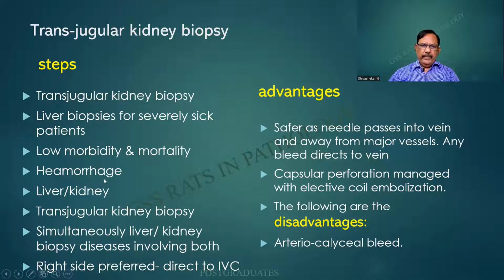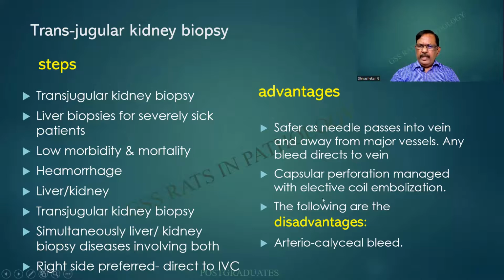Low morbidity. Hemorrhage is a complication. Transjugular kidney biopsy is done and simultaneously it can be done for both. And in this case, the right side is preferred. Usually the left side lower pole is preferred. In this case, the right side is preferred. The advantage is it is safer as the needle passes into a vein away from the major blood vessels. Any bleed directs to the vein, so it is not bleeding outside.